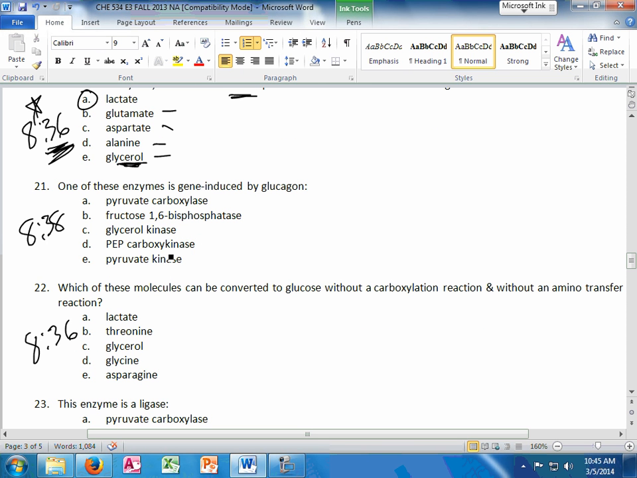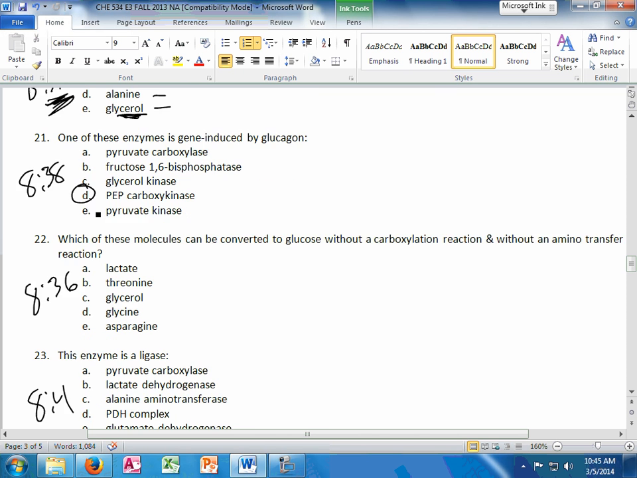One of these enzymes is gene-induced by glucagon. There's a straight memorization off the regulation slide. PEP carboxykinase.